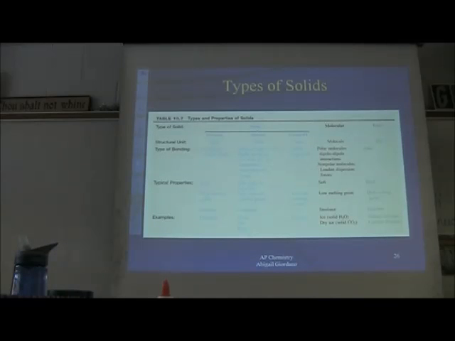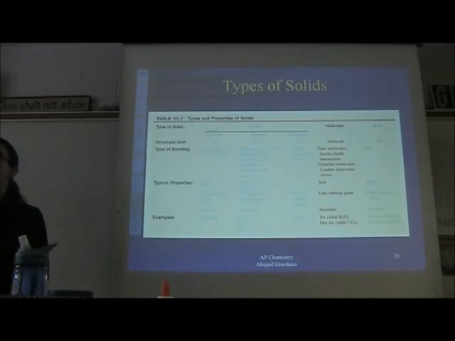All right, there were three types of intermolecular forces. Do you remember which of the three was the weakest one? London dispersion, okay? What's next in order? Dipole, and the strongest of the three? Hydrogen bonding, okay?